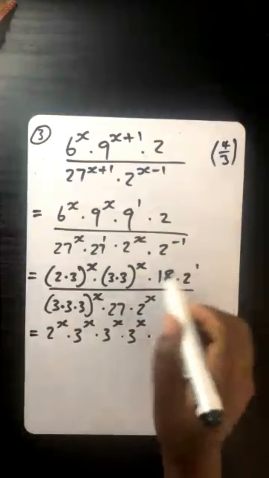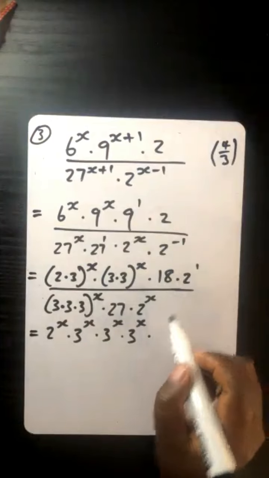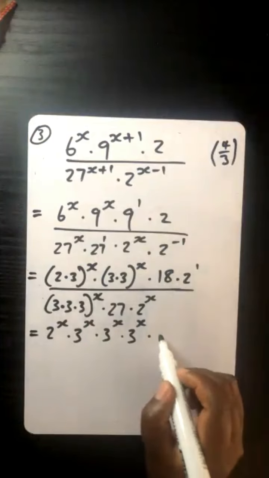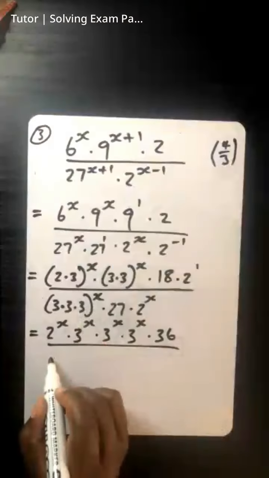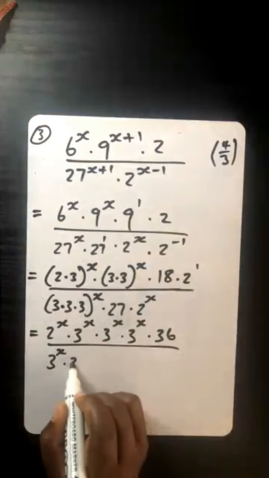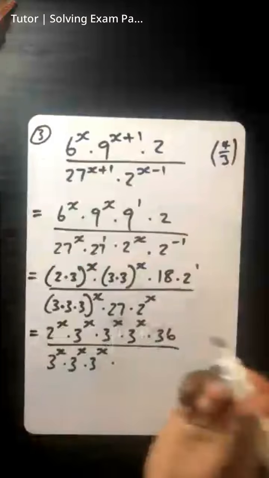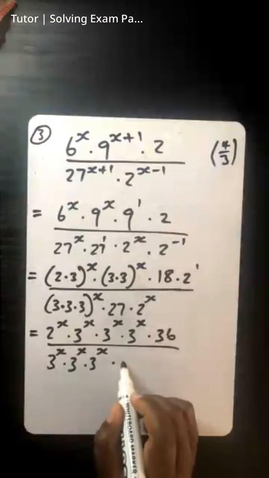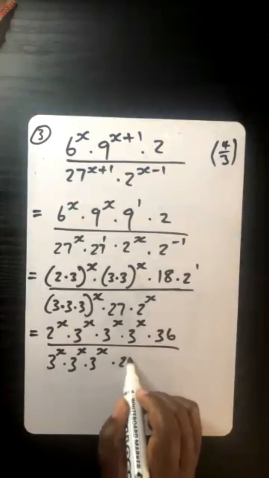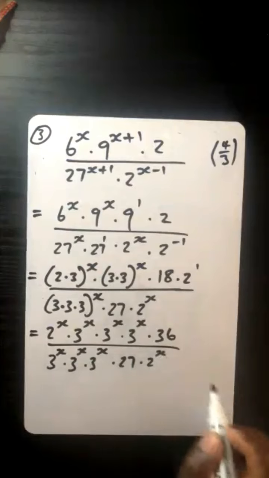And then this 2, what is it, guys? Is it 36? Just confirm if it's 36. Then you've got that, which is 3 to the exponent x, multiplied by 3 to the exponent x, multiplied by 3 to the exponent x. 27, you can just leave it as it is, guys. It's just 27. Then you've got 2 to the exponent x.